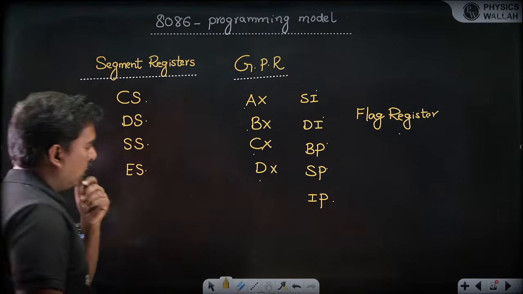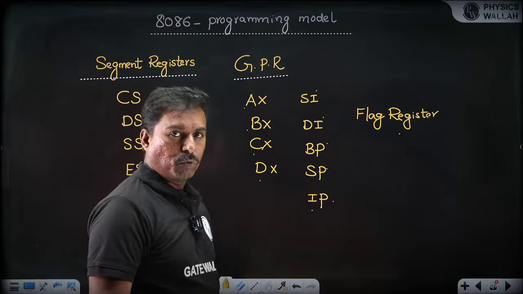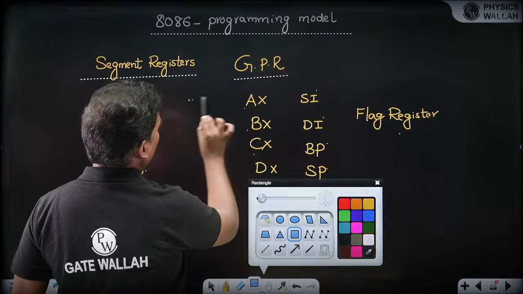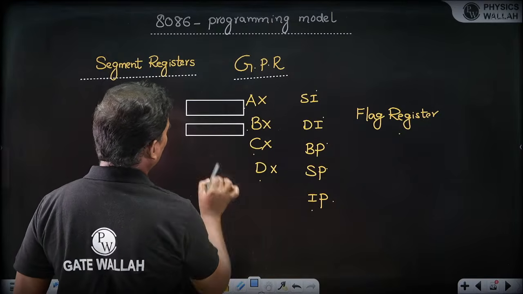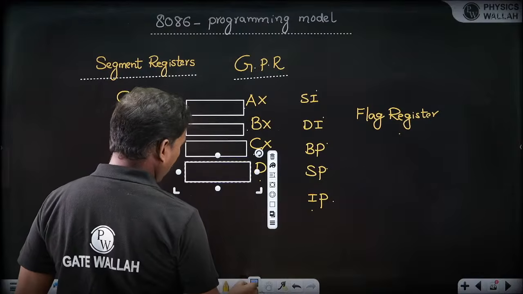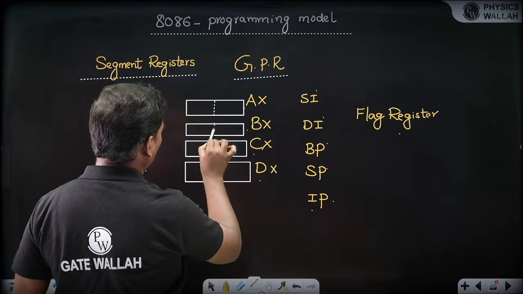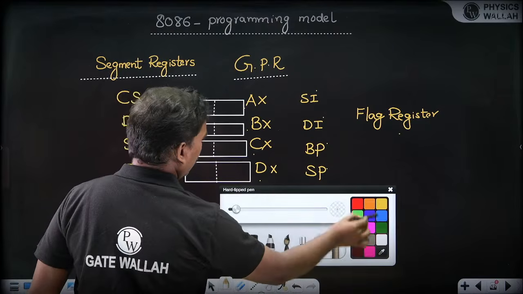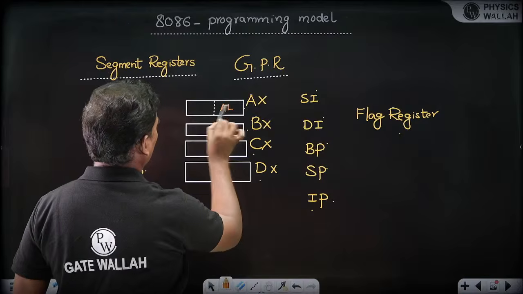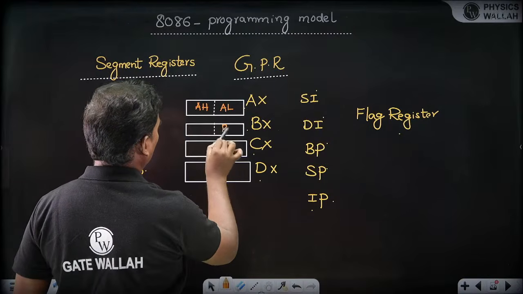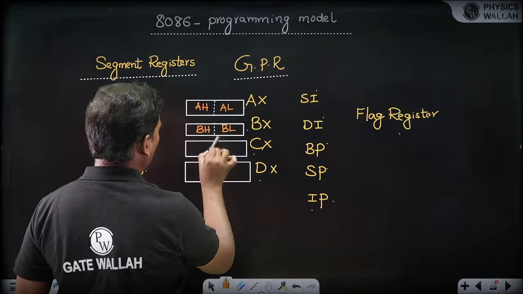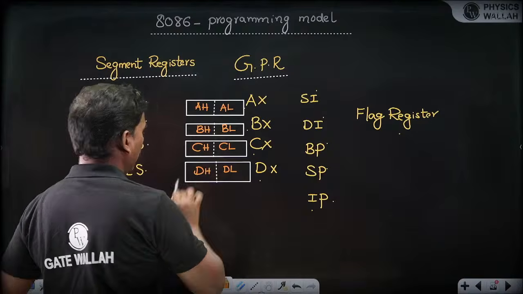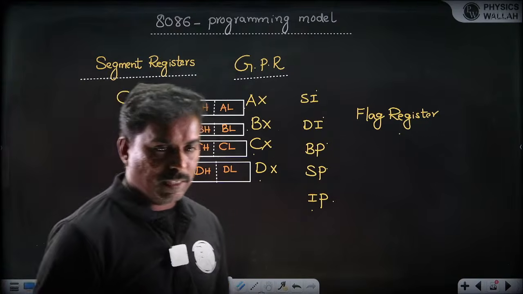Okay. So this is instruction pointer, same like program counter. And these registers are divisible registers. So AX is divisible, BX is divisible, CX is divisible, DX is divisible. So this is AL, this is AH, this is BL, this is BH, CL, CH, DL, DH. Okay, so please make a note of this register.